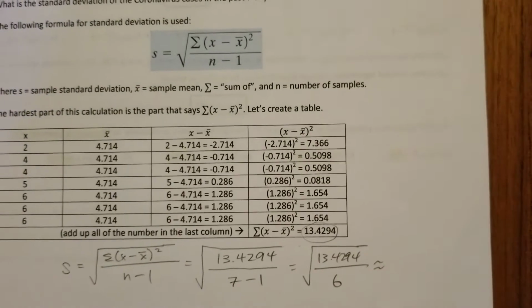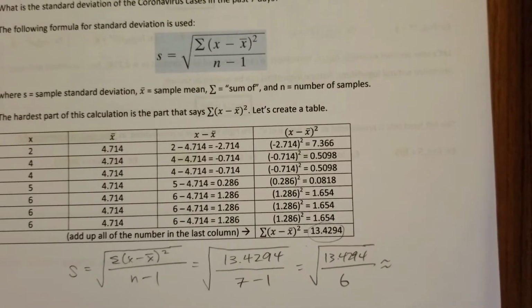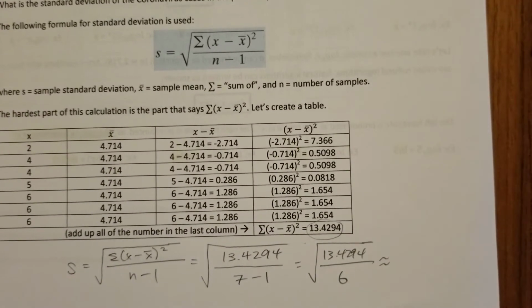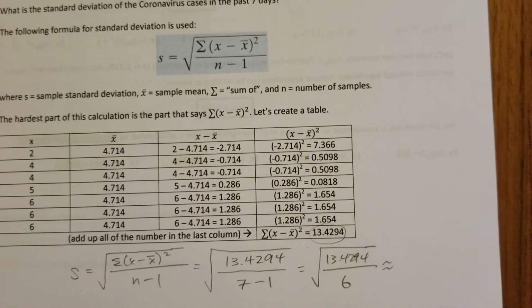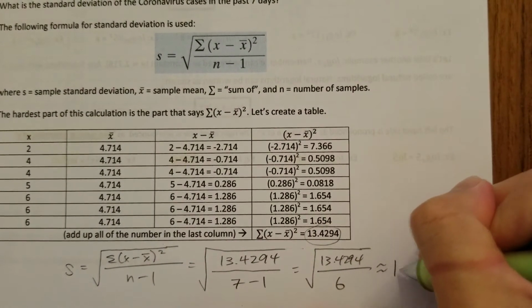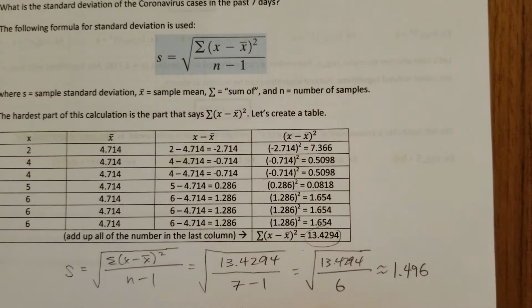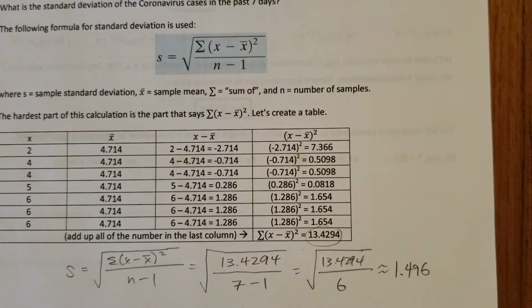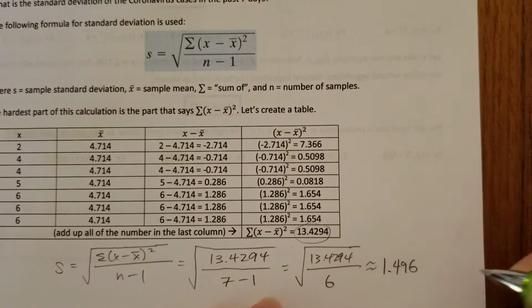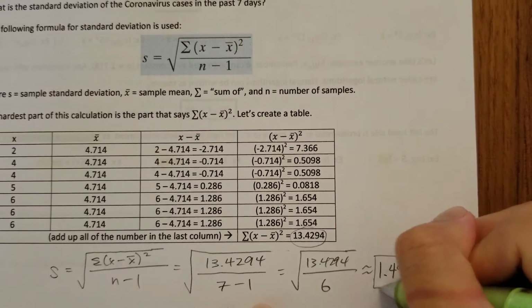Now you can use a calculator to solve that. So if I were to do that right now, the square root of 13.4294, I'm going to divide that by 6. So this is approximately 1.496. Okay, so this would represent our standard deviation. It's about 1.496 cases.